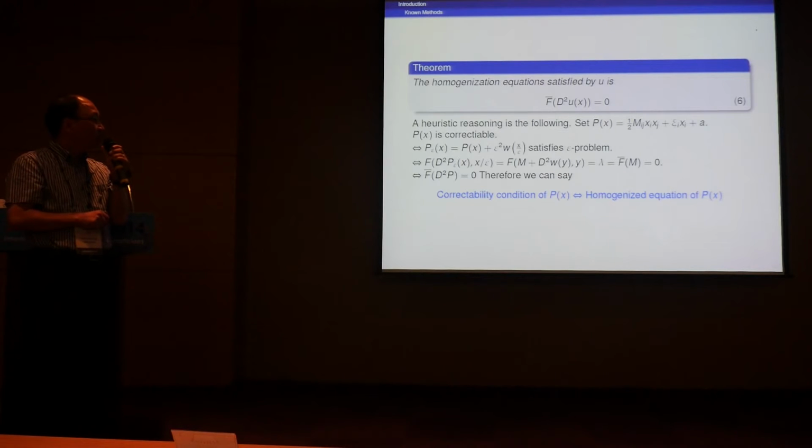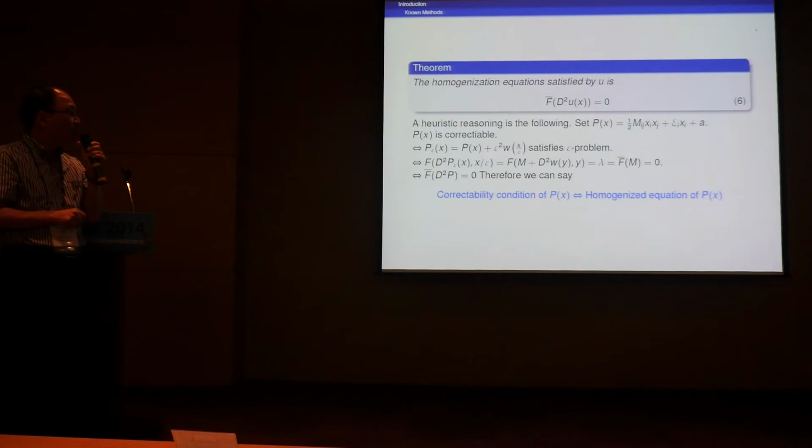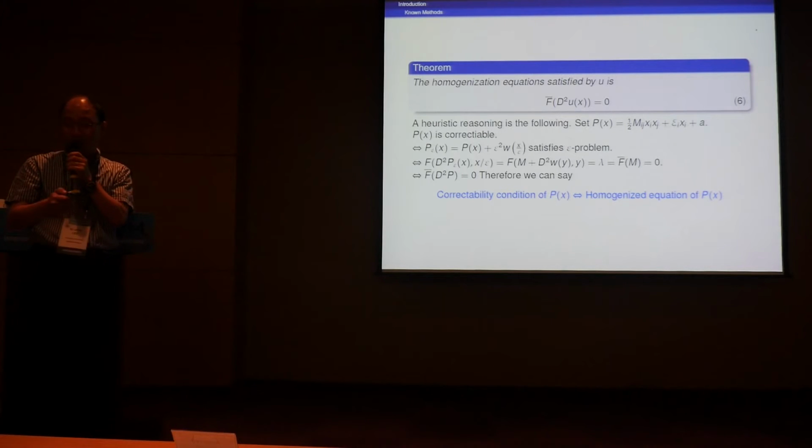And this equation has a solution when there is some specific number lambda, which has this form. And if we expect this one is a solution, then this one should be 0. In other words, f bar D square of p, D square of p is M, here the polynomial. So p will satisfy this equation. So in other words, the correctability condition of a polynomial is almost equivalent to saying it solves the homogenized equation of the quadratic polynomial.